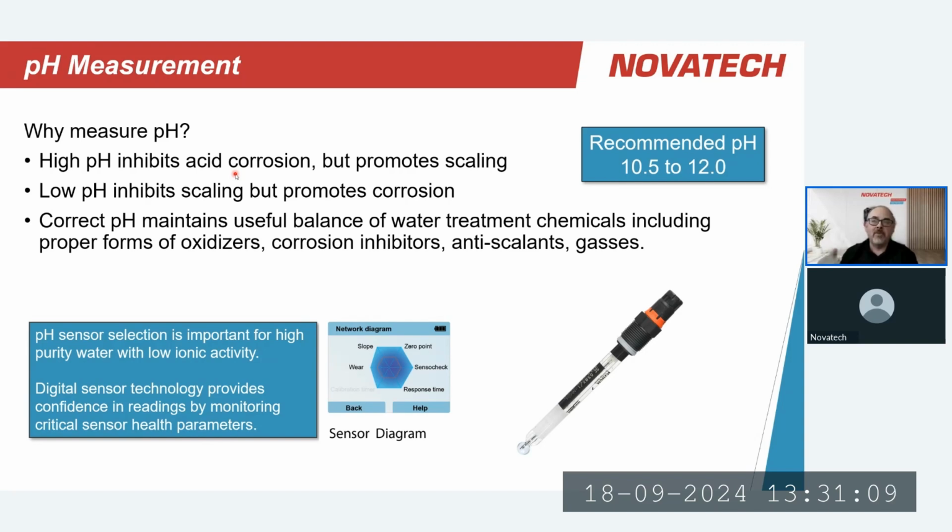So by monitoring the pH, it's a check. We see that we're in the right region, that our treatment program is working the way it should, and that we're doing the best we can. When we're talking about clean water like we need for boiler applications, we have to keep in mind that we're dealing with water that has a very, very low ionic activity.